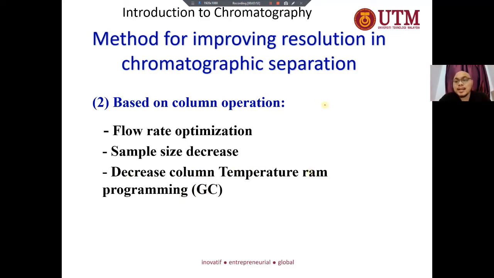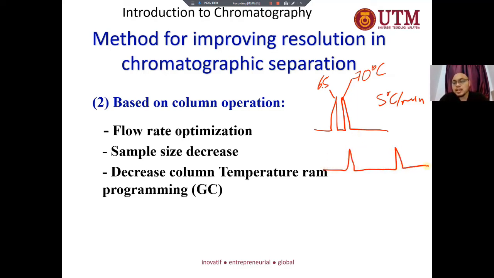For example, your analytes. The first one has a boiling point at 65 degrees Celsius, and the second analyte at 70 degrees Celsius. In this chromatogram, the temperature programming is at 5 degrees C per minute of increment. It means that every minute it will increase 5 degrees for the oven programming. If you want to improve the separation, you need to reduce the temperature RAM of the oven programming, for example 2 C per minute, to achieve a better separation.